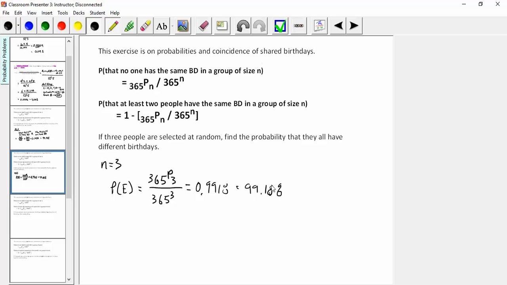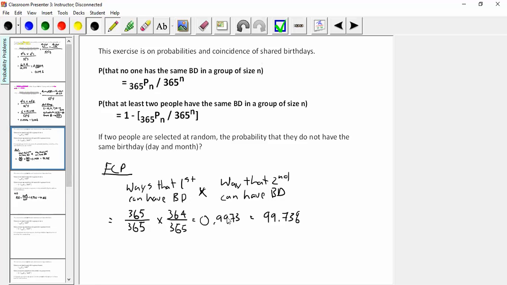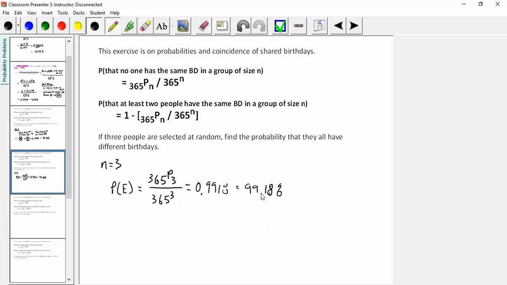Let's see, this should be a little bit higher probability than the prior problem, was it? Yeah, that was 99.73 that no one had the same birthday when there's 2 people. But when you're asking 3 people if they have the same birthday, it's just slightly higher. You're still very unlikely in a group of 3 people to find someone with the same birthday.